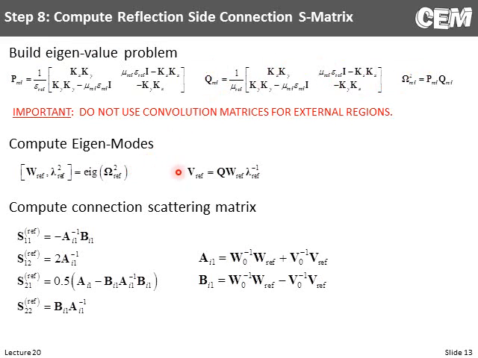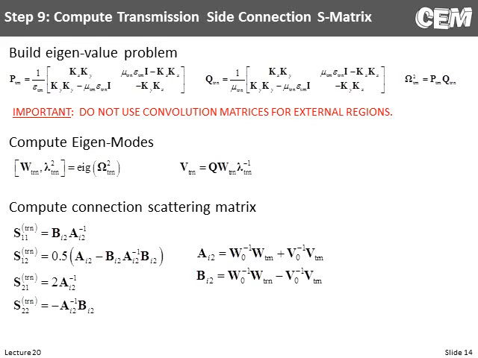Then we calculate the eigenmodes in the reflection region, both for the electric fields and the magnetic fields. Then we calculate the reflection side connection scattering matrix. These are the same equations we use for the transfer matrix method. Absolutely no change here. Other than that, we have larger matrices, but the equations are the same. Exact same story for the transmission side. We'll calculate P, Q, omega squared. We'll calculate the eigenmodes, and then we'll calculate the transmission side scattering matrix.